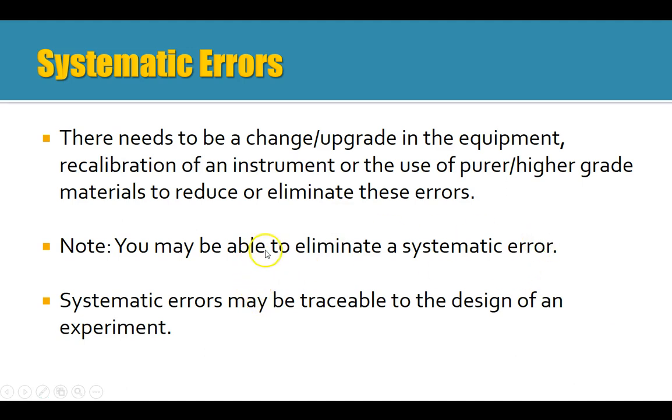So you can potentially eliminate a systematic error, whereas random errors, as we know, can never be eliminated but just reduced.